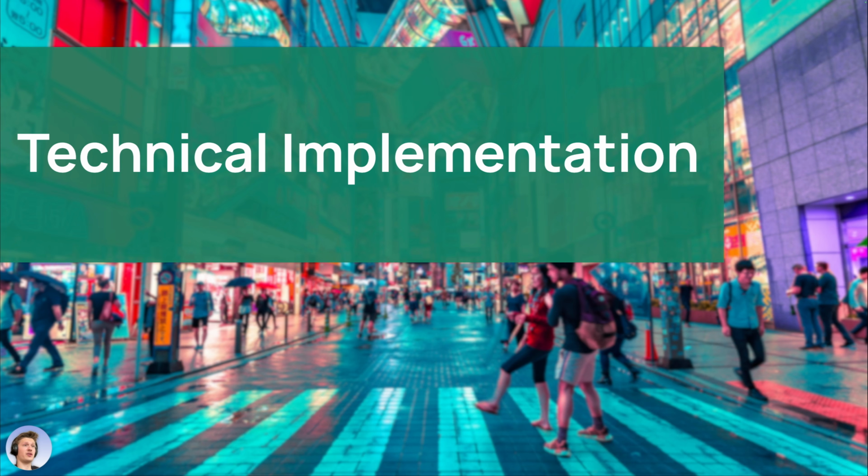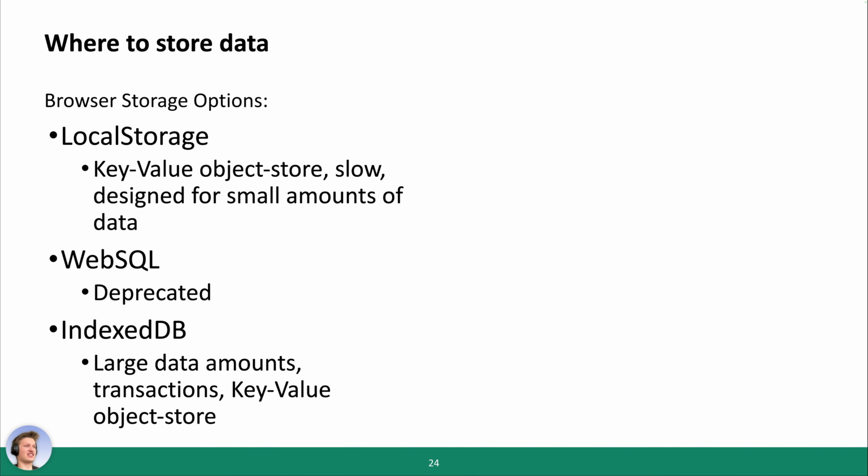So let's jump a little bit more into technical implementation. And so storage, so we need some place to store the data that we download to the client, right? The first option is local storage. Local storage is a key value object store. It's rather slow and also designed for small amounts of data, so I disregarded that pretty fast.